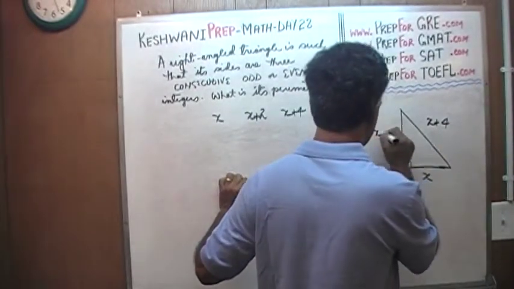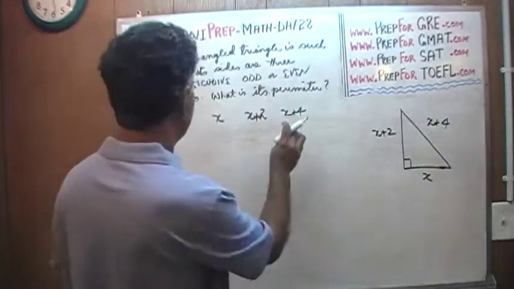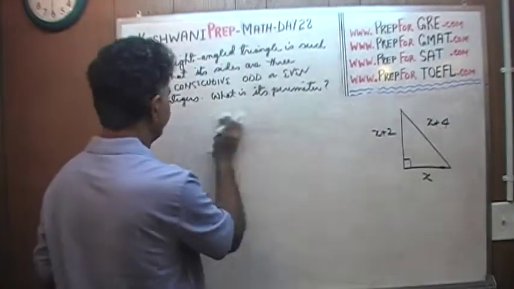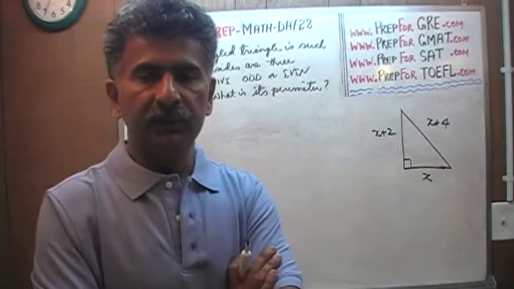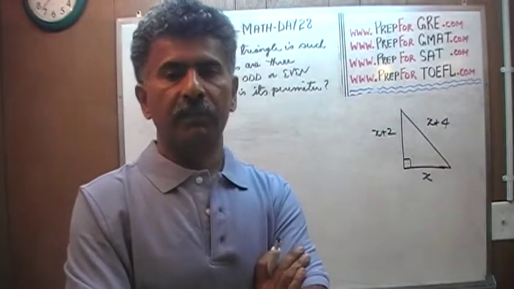And then this is our x plus 2. Now the question is, what are we going to do with this thing? How do we find out what they are? Well, by using this notion called Pythagorean theorem.